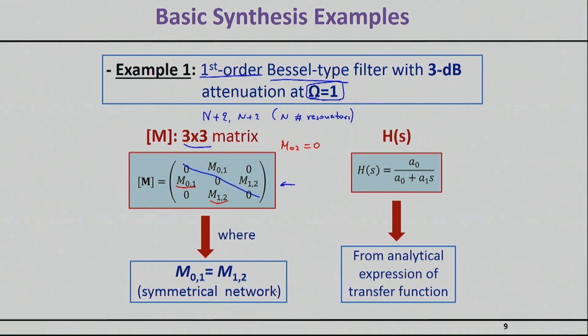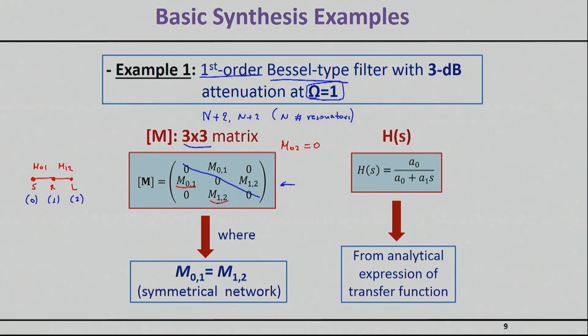So in other words, just by looking at this, you can see that the topology is a very simple one, the one here. This is the resonator and the load. And this is the coupling, the M01. This is the coupling, the M12. So you can see this as the 0 node, first node, and second node.